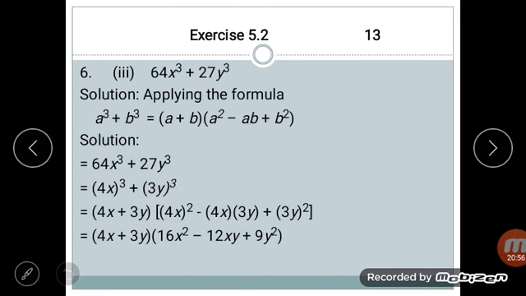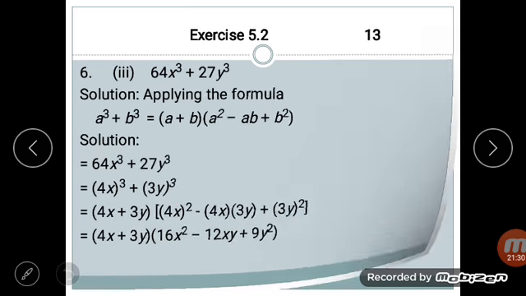Here the third part can also be done in the very same way. We can see that 64 is the cube of 4, and 27 is the cube of 3. So we can write this in whole cube form. We are not going to take the cube of 64. First factorize the 64, as 4 will be the cube root of 64. Now we can apply the formula. This is a plus b, this is a square minus ab plus b square. 4 4s are 16, 4 3s are 12, 3 3s are 9y square. This is the factorized form of the given expression.